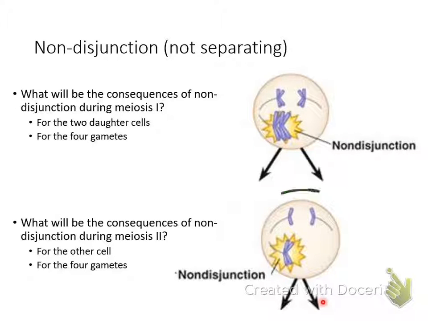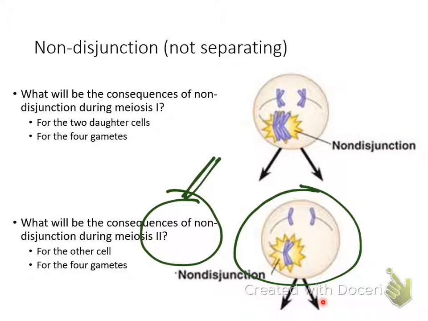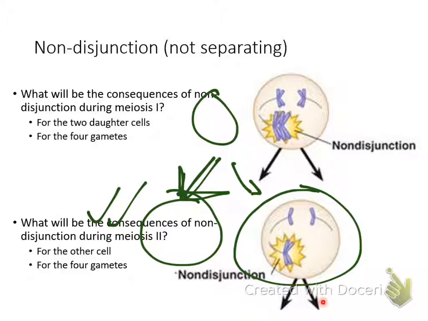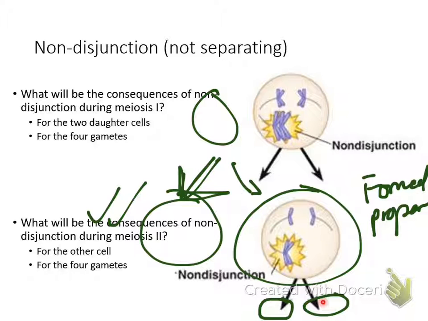So since this one has already divided, it's already got a sister cell in a way over here. This was formed from one parent cell, and so whatever happened here is probably going to be fine. That one happened properly. This cell was formed properly. There's nothing wrong with this cell to begin with. Only when it's undergoing meiosis 2, something goes wrong and there will be implications on these two daughter cells.